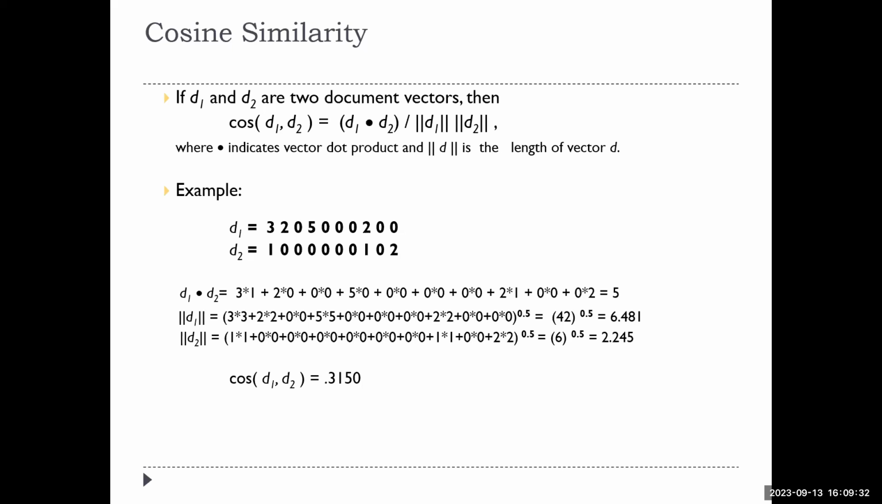This is also equivalent to the angle between the vectors. Angle between the vectors.